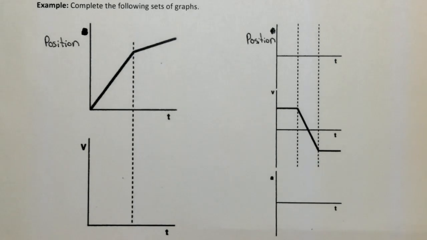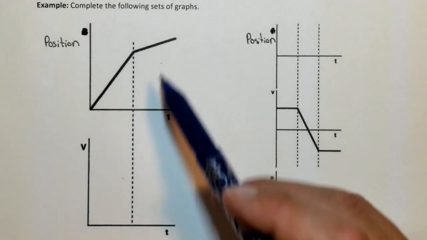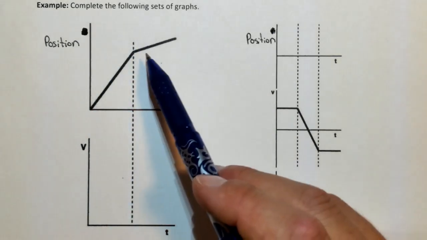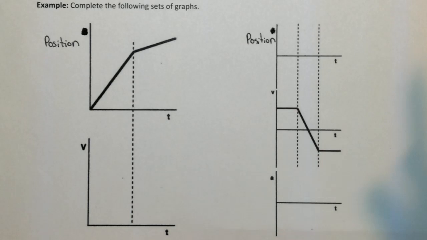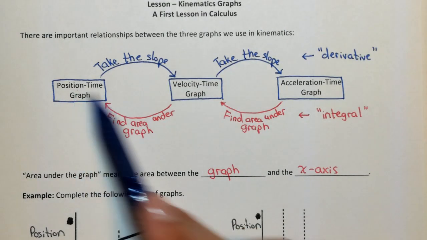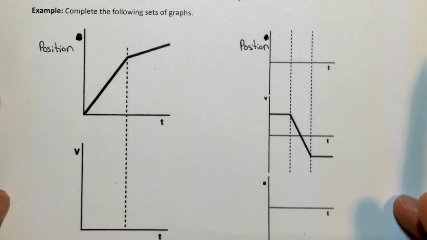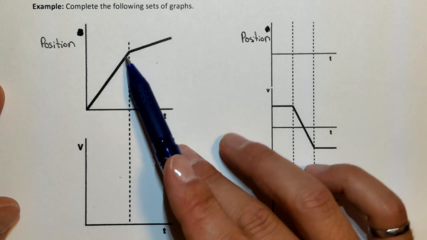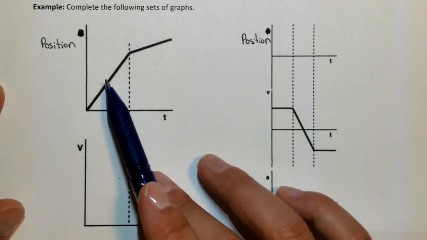Okay, so in this first question over here, I have a position graph given to me and I want to find the velocity graph. Well, I know that to get from a position graph to a velocity graph, I take the slope. So if I find the slope of this graph, that tells me what the velocity will be. The slope of position is the velocity.